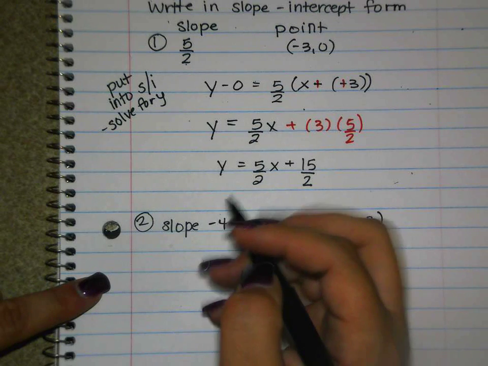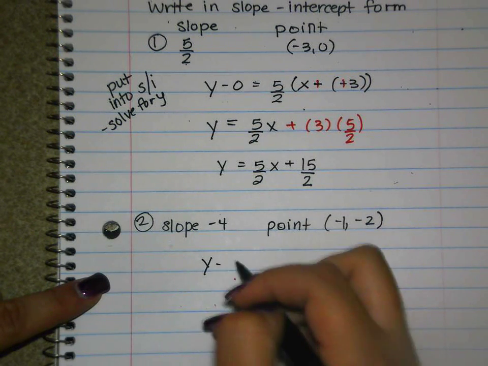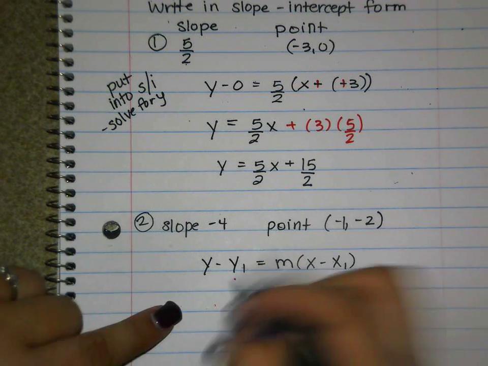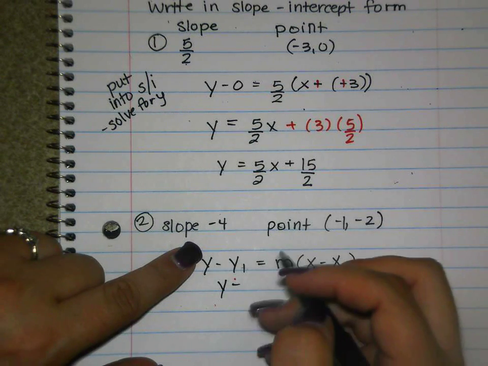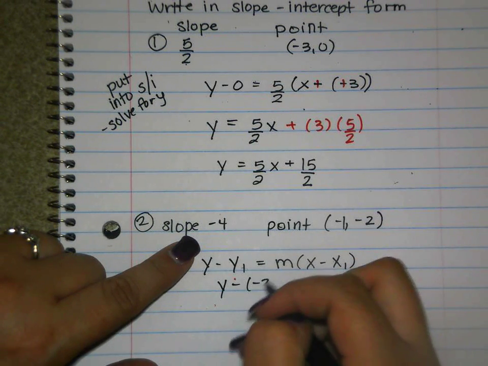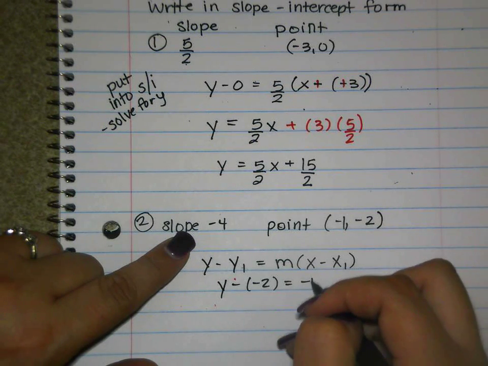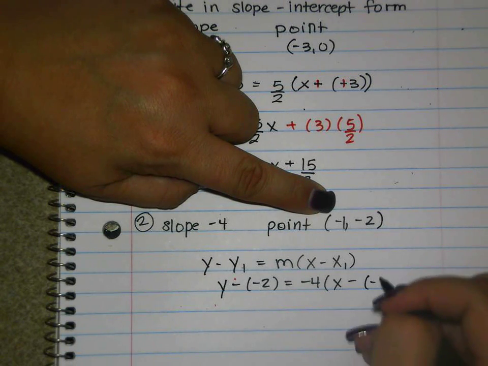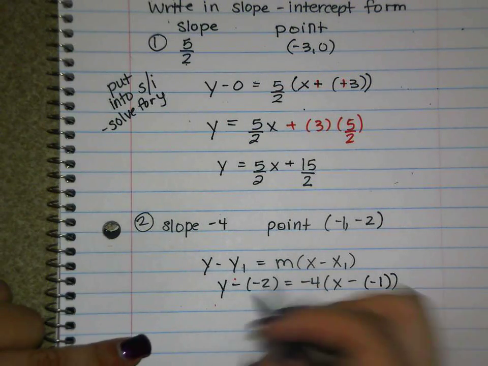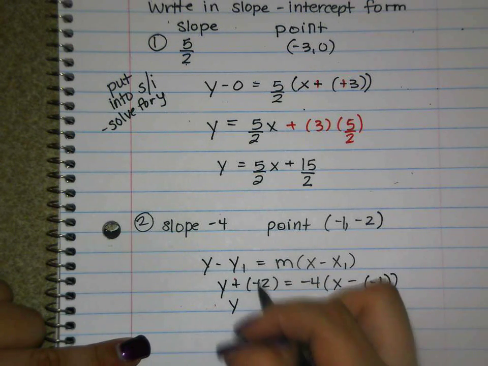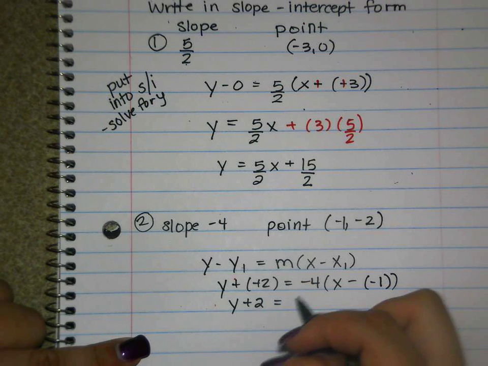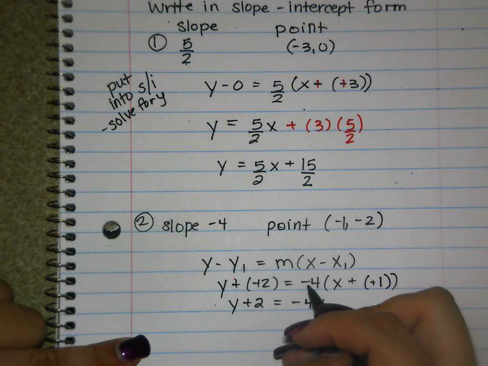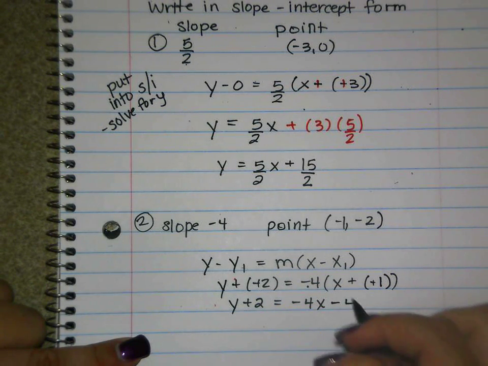So using our point slope form, we know we have y minus y1 is equal to m times x minus x1. Y stays a variable, minus y1, which we know is -2, which is equal to our slope, which we know is -4, times x, the variable, minus x1, which goes with this one here. Okay? Then we're going to say y, these two become pluses, plus 2 equal to, we're going to distribute the -4, -4x, these become pluses, so -4 times 1 becomes -4.